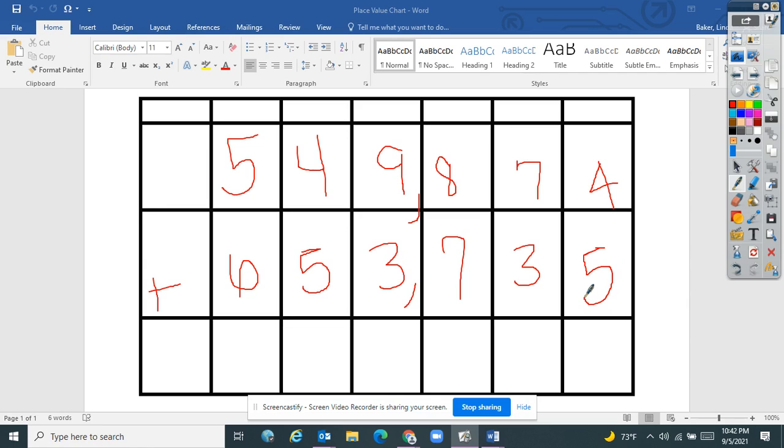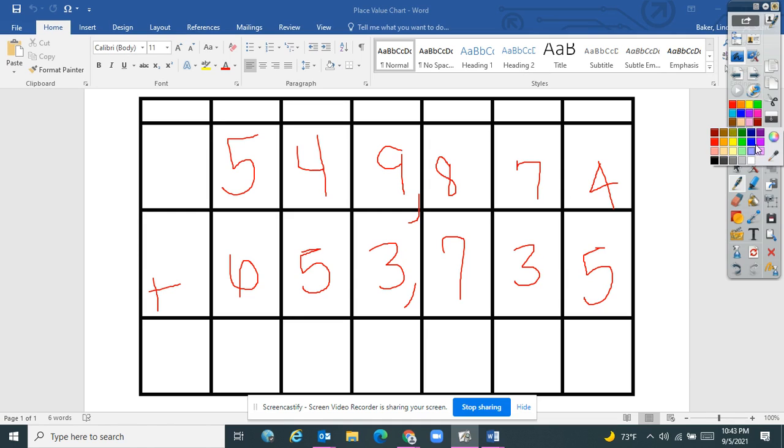All right, so here's our problem. 549,874 plus 653,735. Okay, so the first thing that you want to do is start in your ones place. You always want to start to the right. There are strategies where you can start from the front end, but you have to understand the value of each number. So with that being said, let's start with the ones digit.